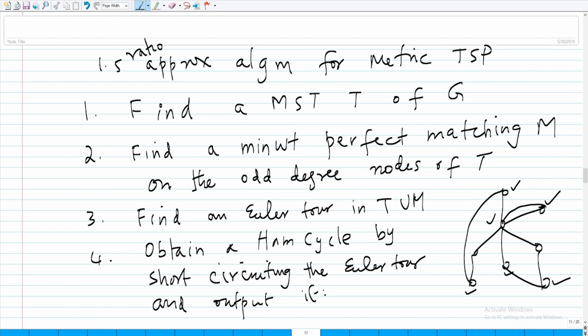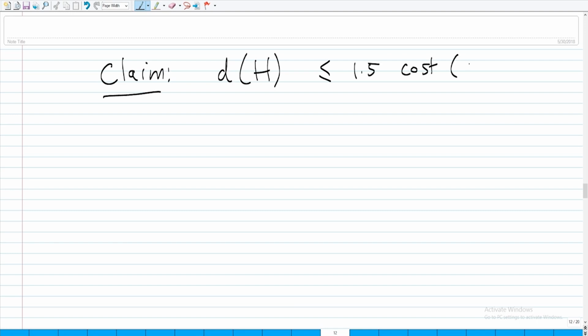Now, I want to argue that, what do I need to argue? The solution produced is at most 1.5 times the cost of the optimum TSP. So, the total distance of the Hamiltonian cycle I have output is at most 1.5 times the total distance of the optimum TSP.